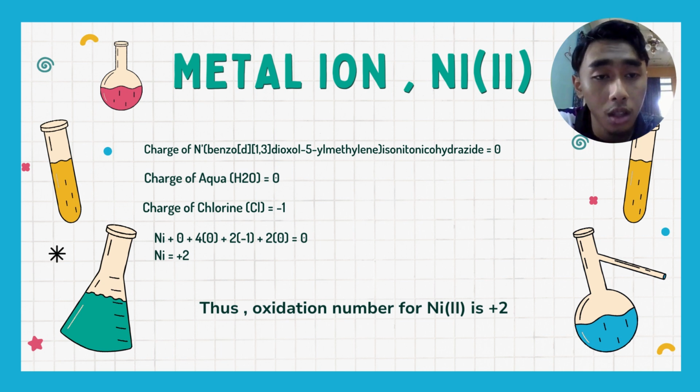So my metal center ion is nickel 2, which has ligands attached to the central metal ion. We must calculate all the charges of the ligands first, and then combine them together to calculate the metal center's oxidation number. The charge of INP is 0, the charge of aqua, which is water, is 0, and the charge of chlorine, a halogen, is negative 1. So we calculate them all, and the oxidation number for nickel 2 is positive 2.